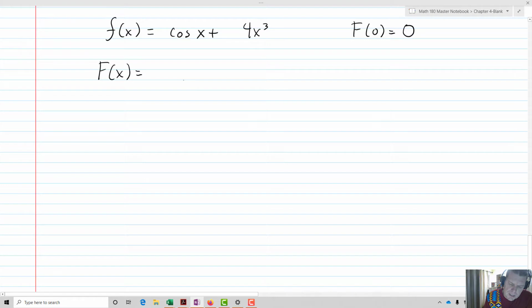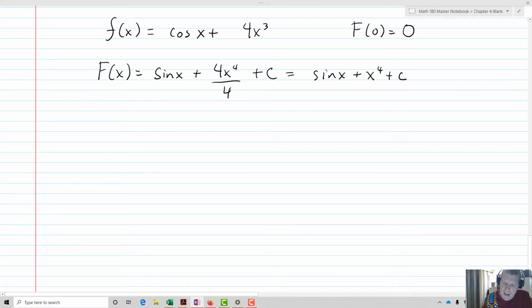So the antiderivative of cosine x is going to equal sine x. So this is going to be sine x plus, and then we'll use the power rule. We'll go up by 1. So it's going to be 4x to the 4th divided by 4, and then we'll just plus c. And then we'll simplify. This will equal sine x plus x to the 4th plus c. And now I've just got to plug in 0. So big F of 0 is going to equal sine of 0 plus 0 to the 4th plus c, which equals 0. And that's going to give me that c equals 0.